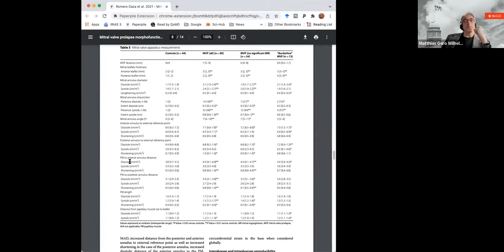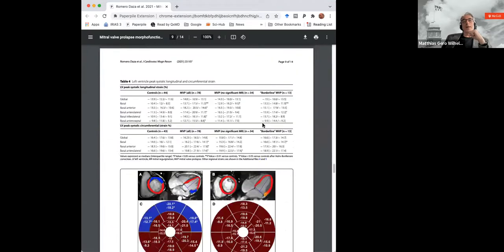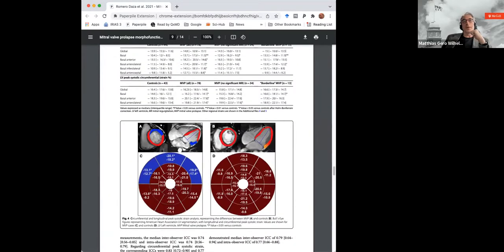In this paper, they go through a large list of all these descriptive quantitative markers. So the distance between the papillary muscle to the anterior annulus. So it's quite extensive, and there are a couple of nice features, and I will not take the time today to go into much detail. I wanted to point out one additional interesting aspect, and that is strain.